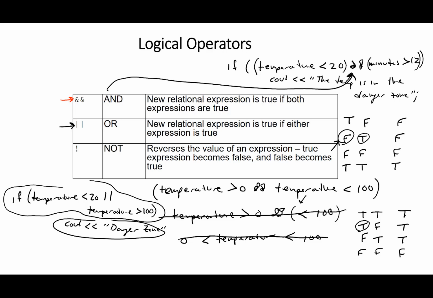This also does the first relational expression, and if it finds that it's true, it doesn't check the second one for the OR operator because we only need one to be true. So if the first one is true, it doesn't matter what the second one is.